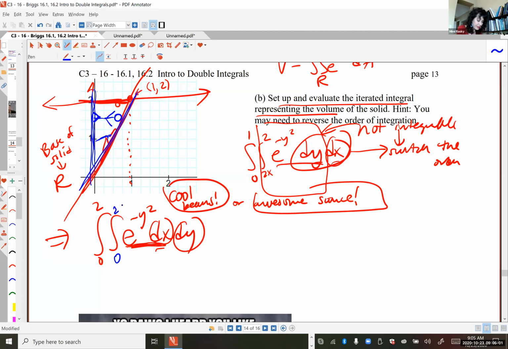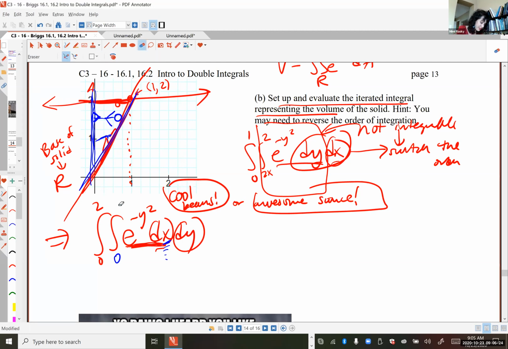So do I put 2x here since that's the equation y equals 2x? No. Good. Why is that not okay? It's not in terms of y. Yeah, you don't want to have your limits matching the same as the variable of integration. That's a no-no. That's violating one of the rules and regs of iterating double integrals.